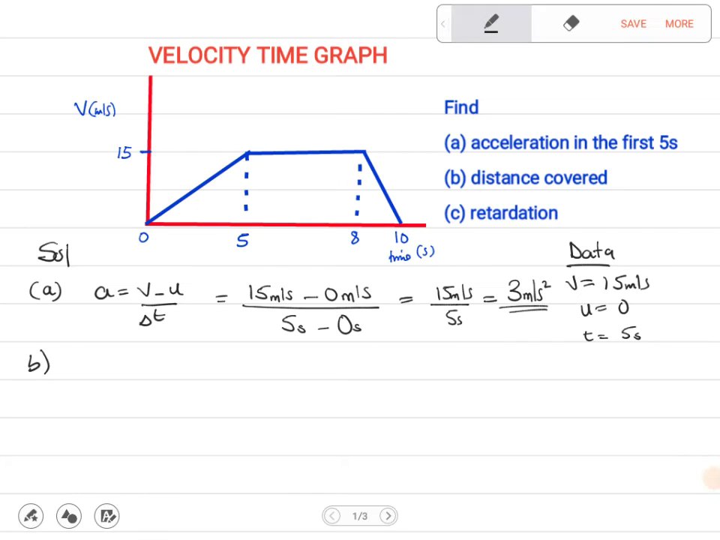Then B says find the distance. Now the distance covered is everything here. It's just the area under the what? Under the curve. So how do you answer that one? Distance under the curve, first you have to identify the shape being formed. This shape being formed here is what we call a trapezium. Now for a trapezium, you need to use the formula for the area of the trapezium in order to find the area under the graph.